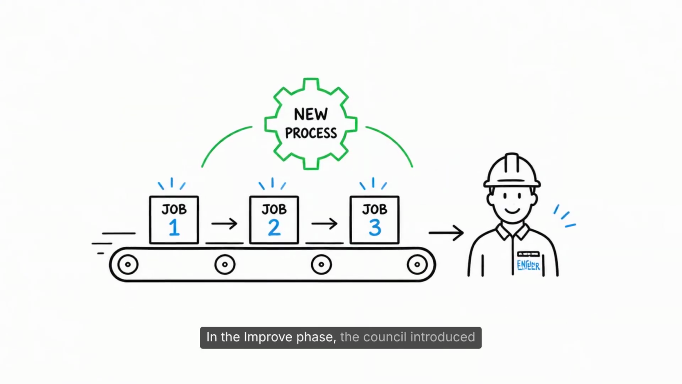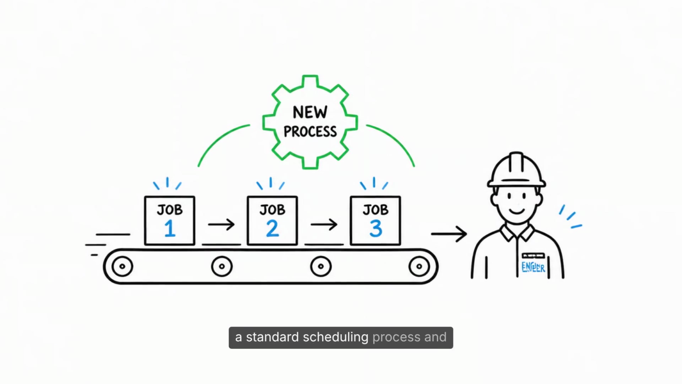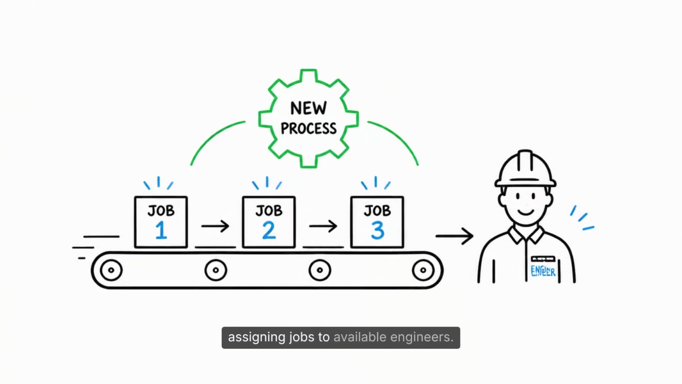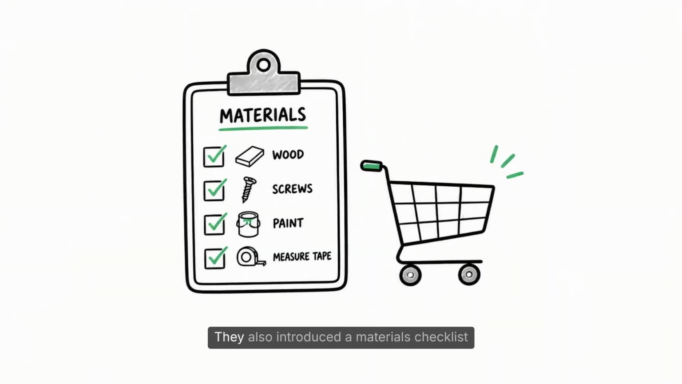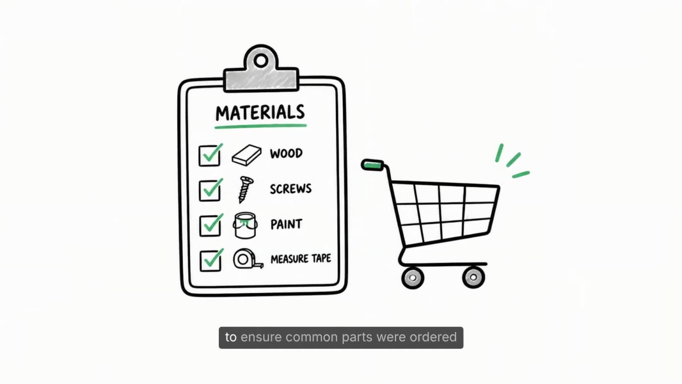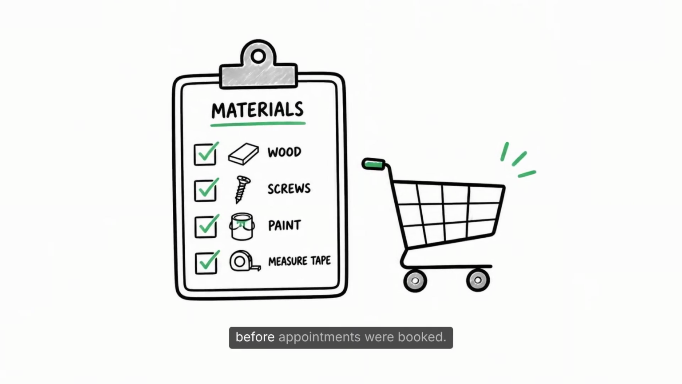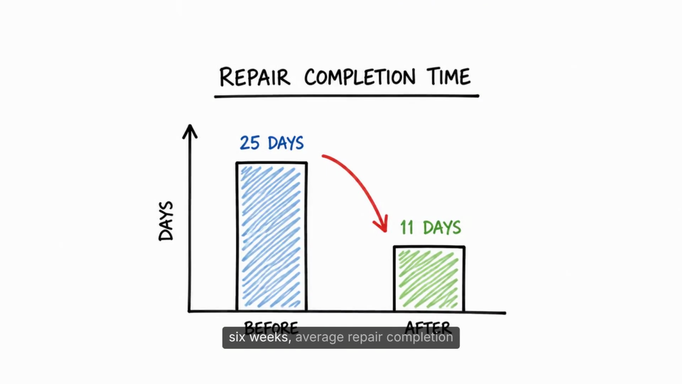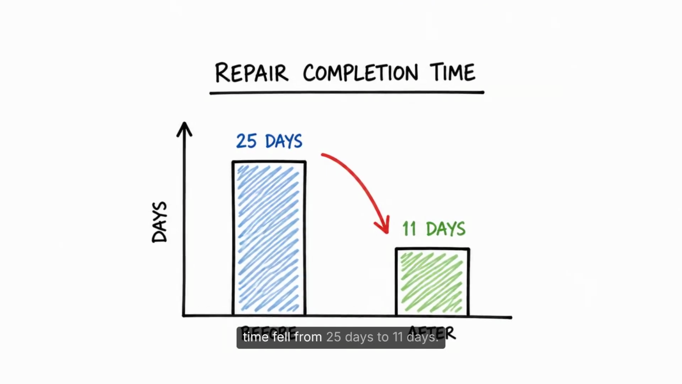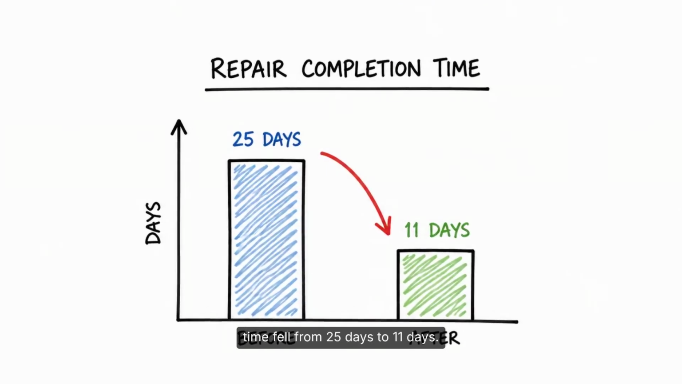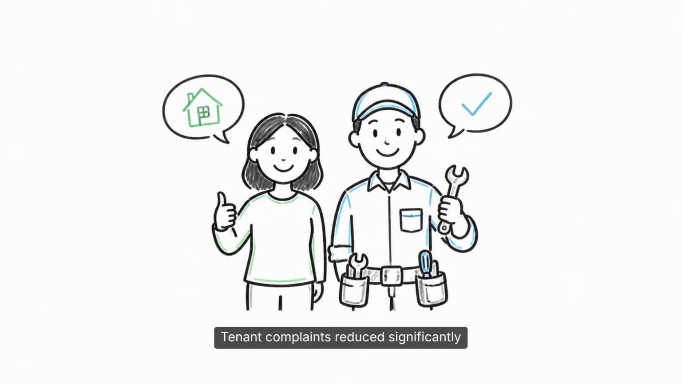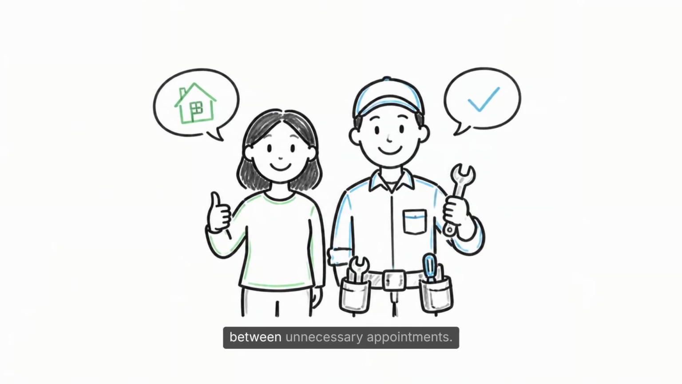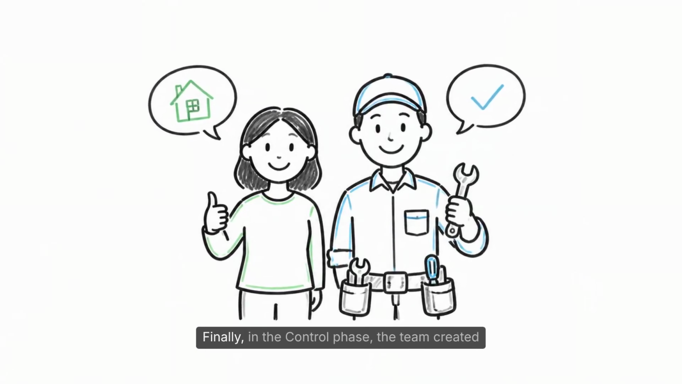In the improve phase, the council introduced a standard scheduling process and created simple rules for automatically assigning jobs to available engineers. They also introduced a materials checklist to ensure common parts were ordered before appointments were booked. After piloting the changes for 6 weeks, average repair completion time fell from 25 days to 11 days. Tenant complaints reduced significantly, and engineers spent more time completing repairs instead of traveling between unnecessary appointments.